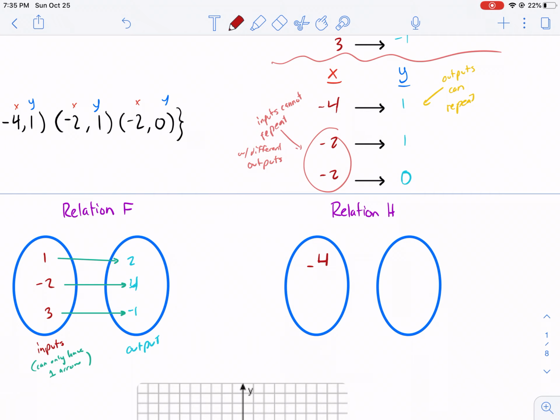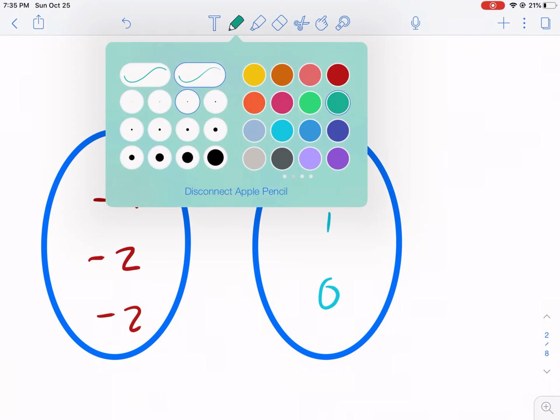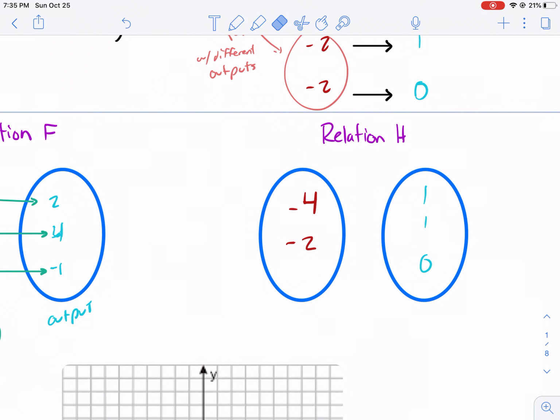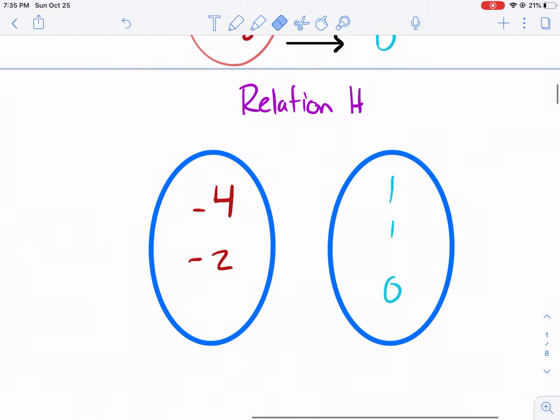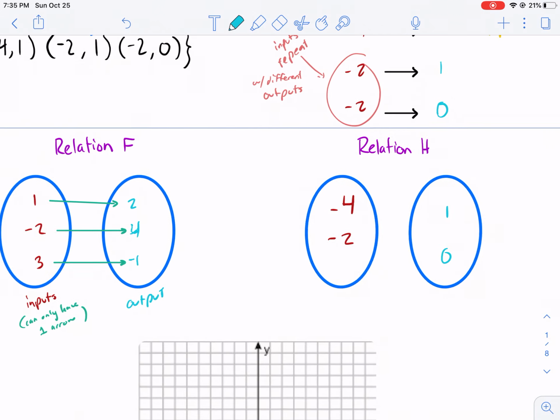So we have -4 here, -2, and -2. Then we have 1, 1, 0. We can have 2 outputs. That's okay. Okay, so let's show what this looks like. And actually, because we already wrote the -2, I'm only going to show that once, and I'm only going to show the 1 once as well. We don't need to write it twice in mapping notation.